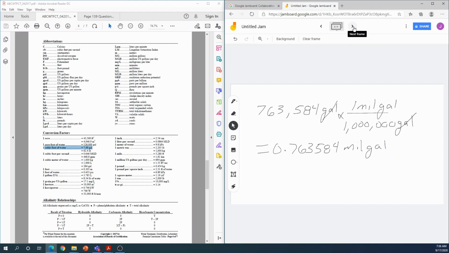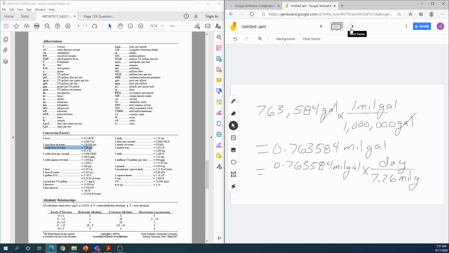So now if we go back to our original equation, detention time is equal to volume over flow. So we know our volume, 0.763584 million gallons. Now we need to divide by our flow rate. So this is going to be equal to 7.26 million gallons per day. So I wrote this out a little bit differently.